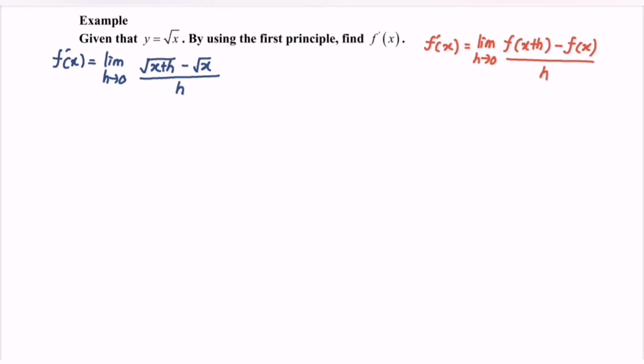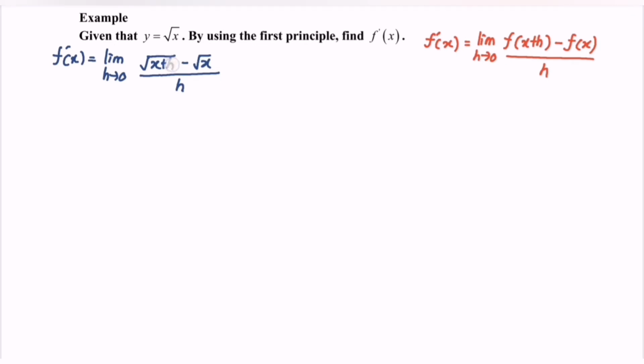Next, we are going to substitute the value, so now h is equal to 0. We have square root of x minus square root of x, and we will obtain 0 for the numerator. For the denominator, if we substitute 0, we also obtain 0. So here we have an indeterminate form.